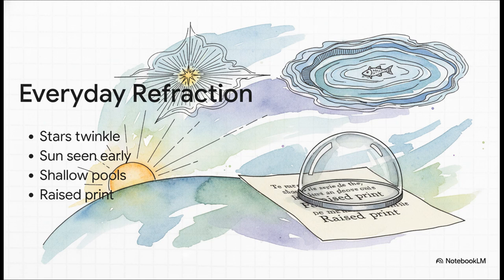It's the reason stars twinkle in the night sky. Their light is constantly being refracted by fluctuating temperatures in our atmosphere. It's why we can actually see the sun a few minutes before it physically rises above the horizon. The atmosphere is literally bending its light around the curve of the Earth. It's why text looks raised under a glass paperweight, and why a coin can seemingly magically appear in a cup just by pouring water over it. This invisible physics shapes our daily reality in so many ways.